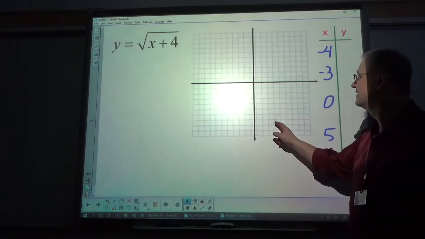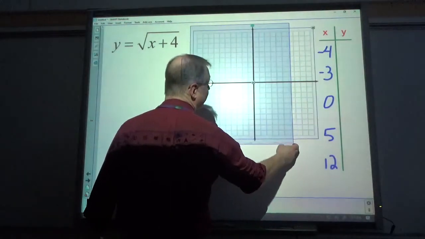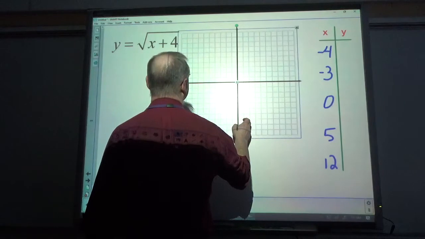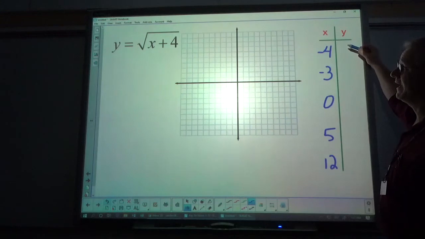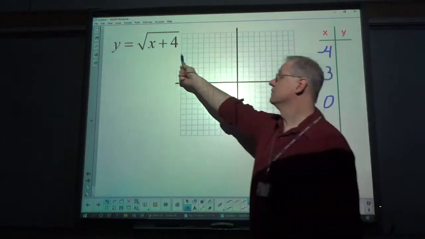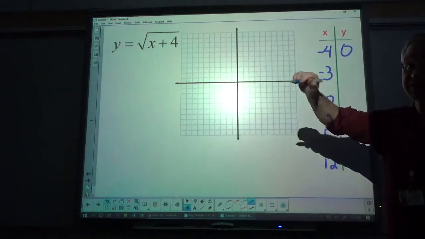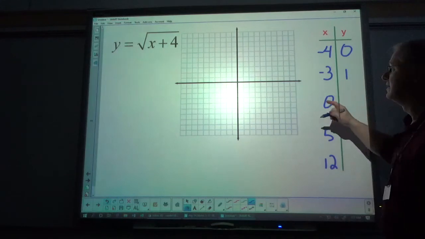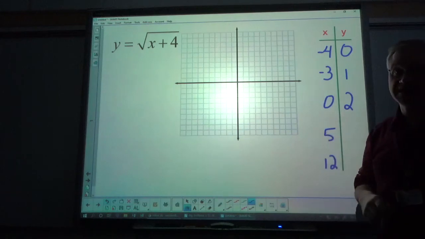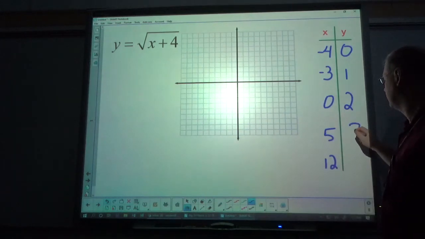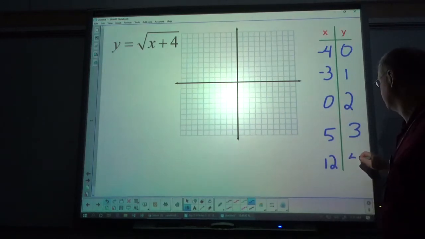I could slide this over a little bit so that we have enough room to do that. All right. If I put negative 4 in, negative 4 plus 4 is 0. Square root of 0 is 0. Negative 3 plus 4 is 1. Square root of 1 is 1. 0 plus 4 is 4. Square root of 4 is 2. 5 plus 4 is 9. Square root of 9 is 3. And 12 plus 4 is 16. Square root of 16 is 4.